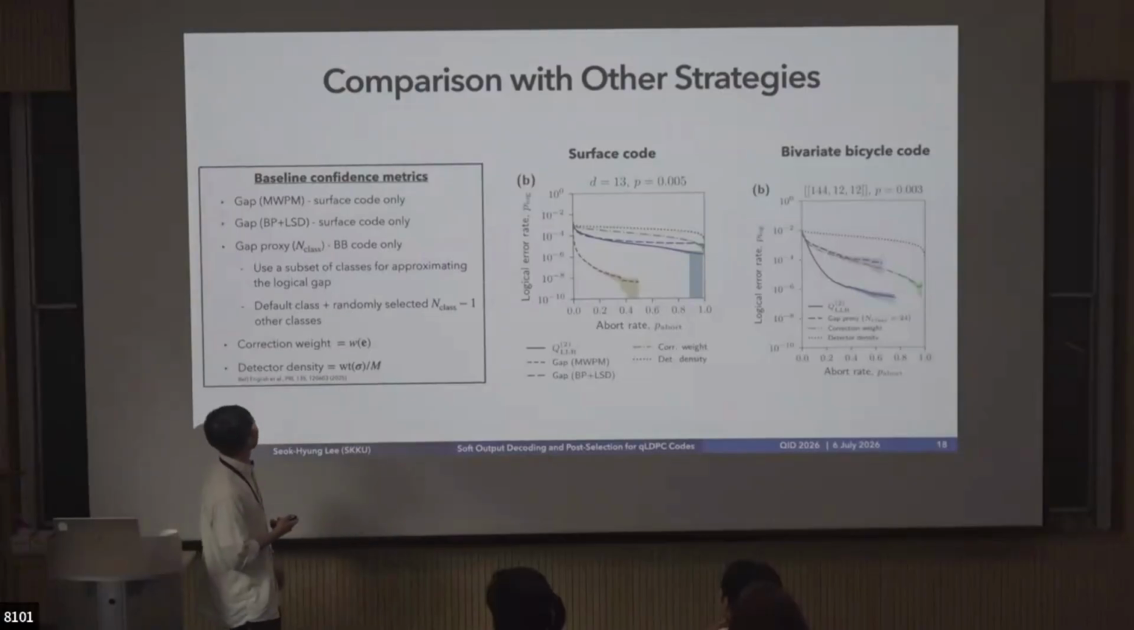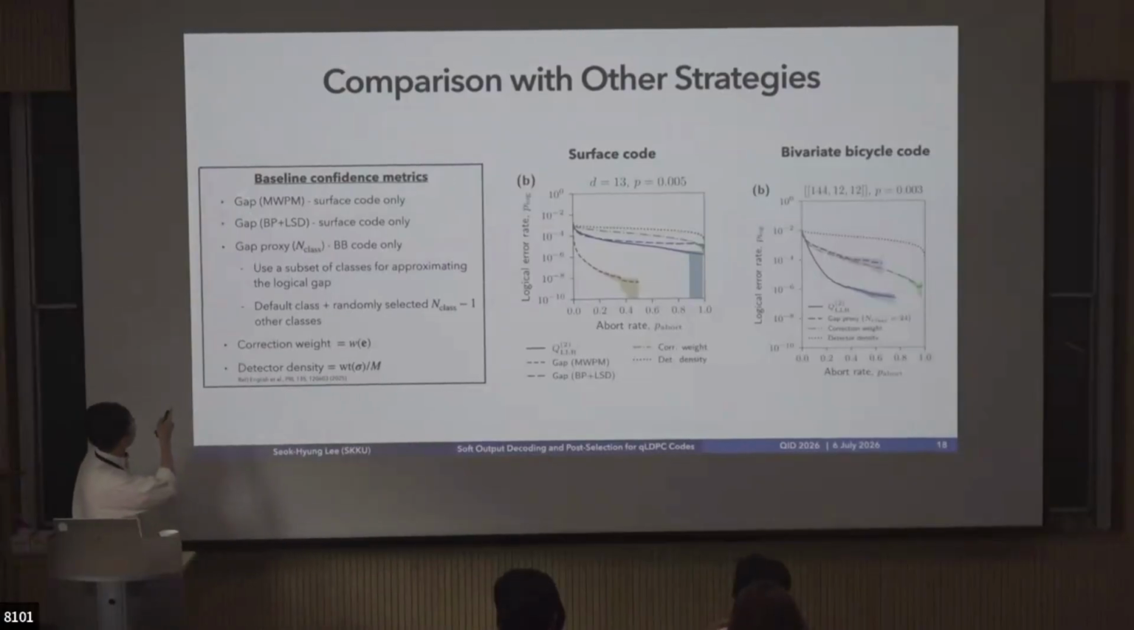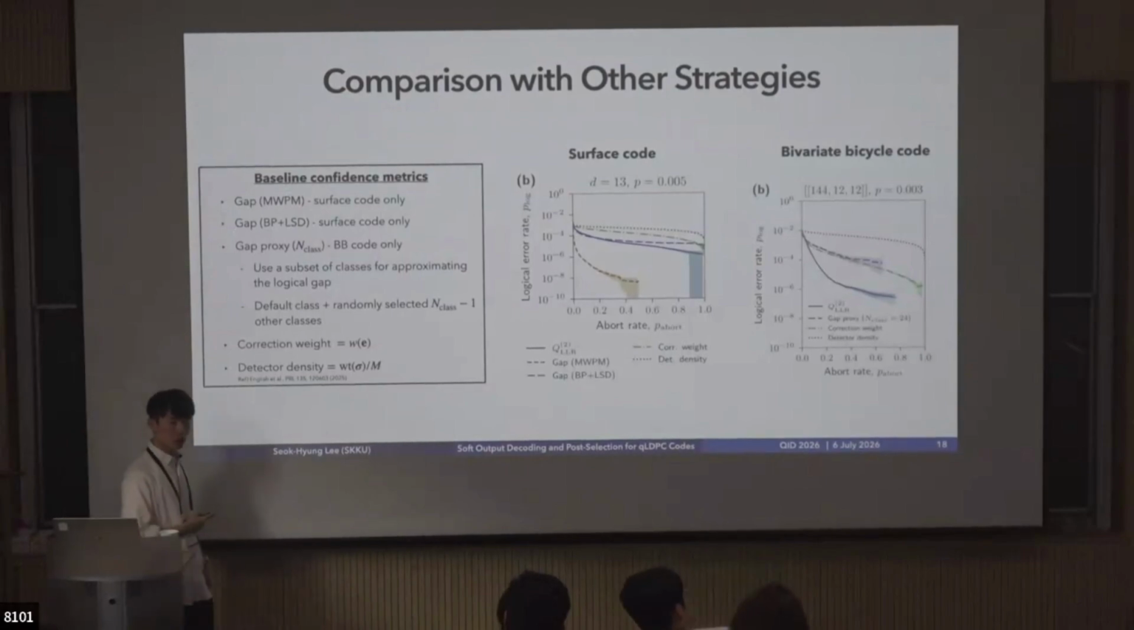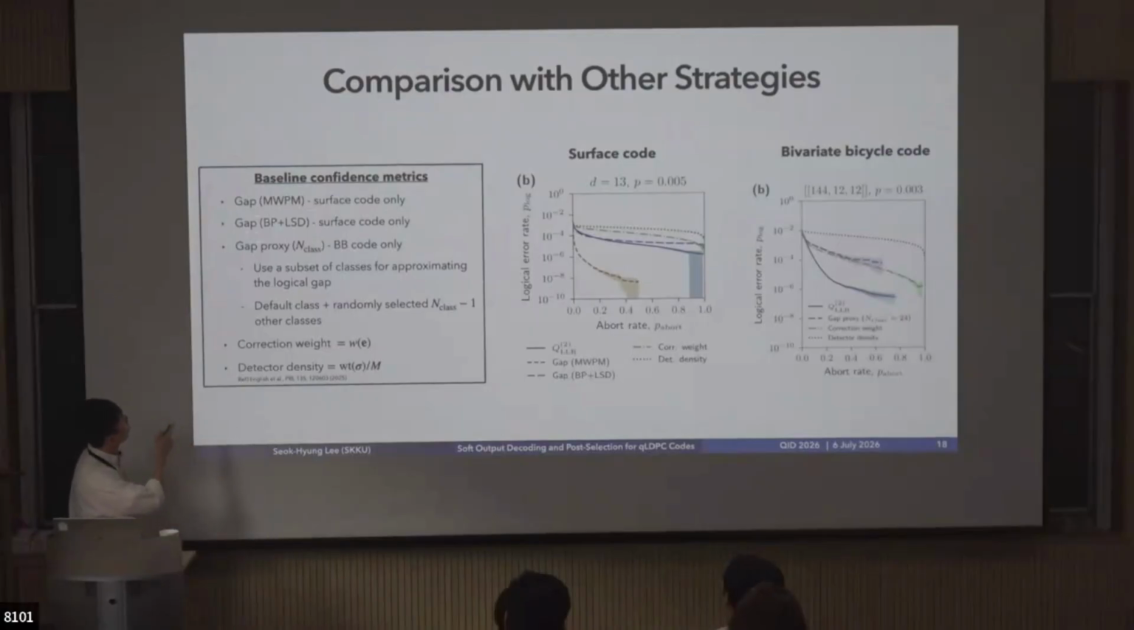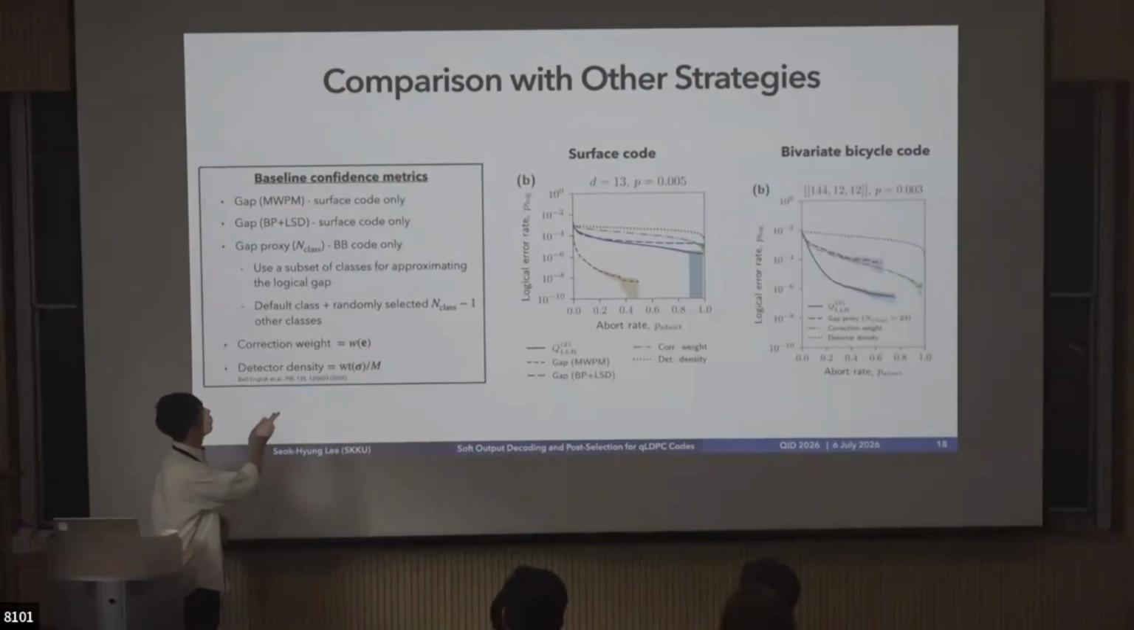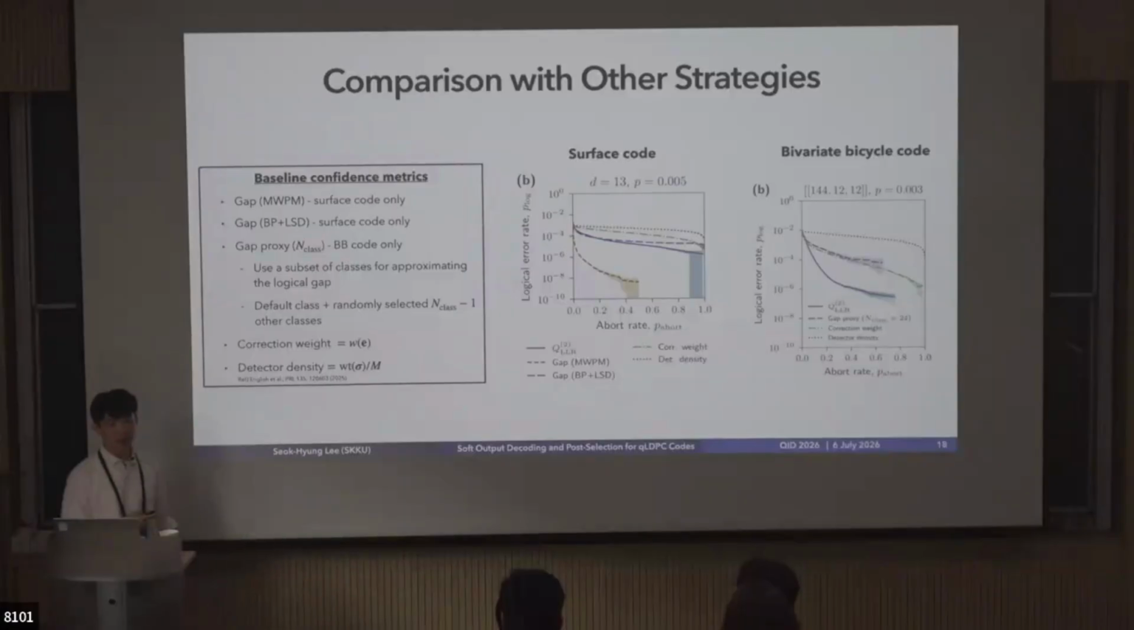And comparing with other methods, we considered 2 types of gaps. The first one is the minimum weight perfect matching decoder, which we only use for the surface codes. And the second one is the logical gap for the BPLSD, I mean the exhaustive BPLSD, which we only considered for the surface codes as well, because we only have 2 logical classes in that case. But for the BB code case, since we have 4096 logical classes to consider, it is very computationally costly to do exhaustive logical gap calculation.